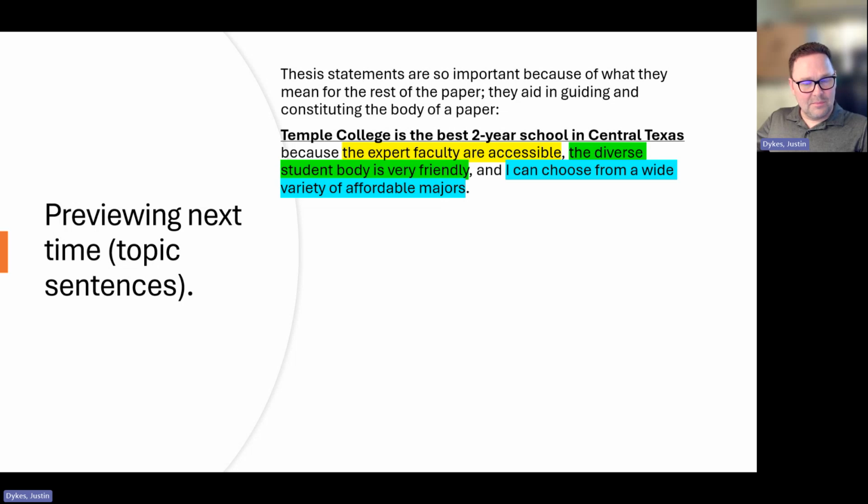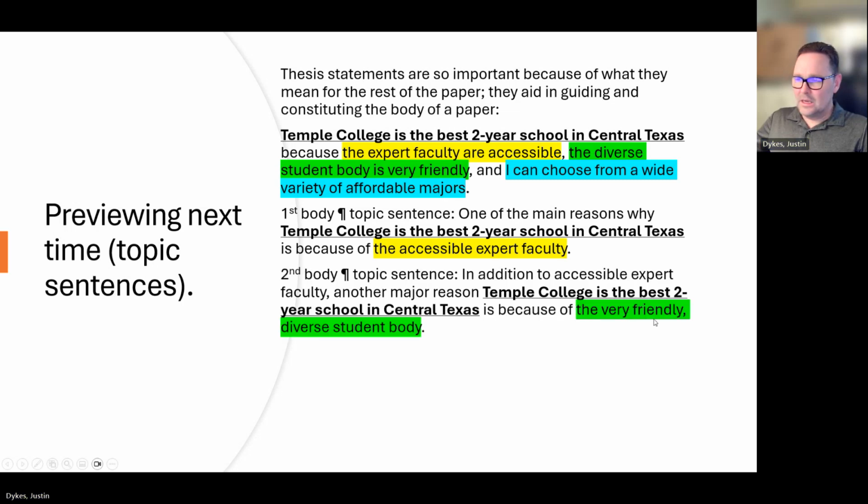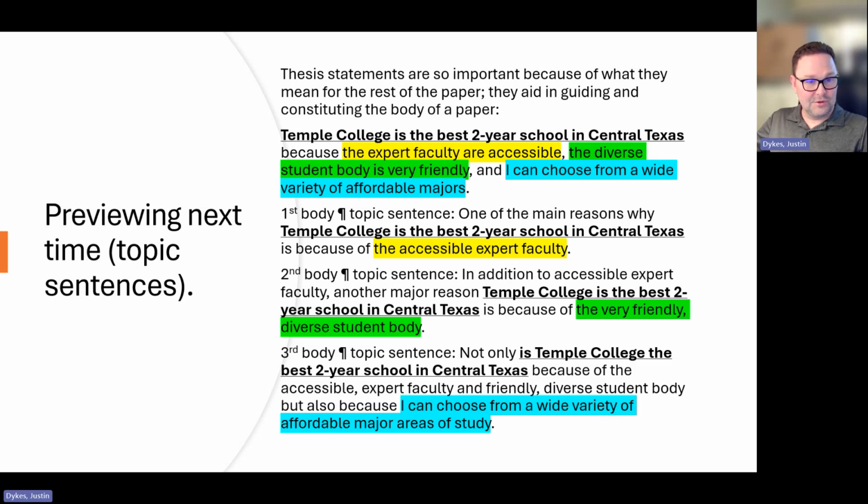So, very briefly, and be thinking of this for our next class, here is what some of the topic sentences could look like for a paper based off of our thesis statement. Notice the bolded and underlined portion is the essence of our main argument or central idea, and the highlighted part is just one of the reasons that we gave in the thesis statement. Here's what a topic sentence for the second body paragraph might look like, and here's the third.